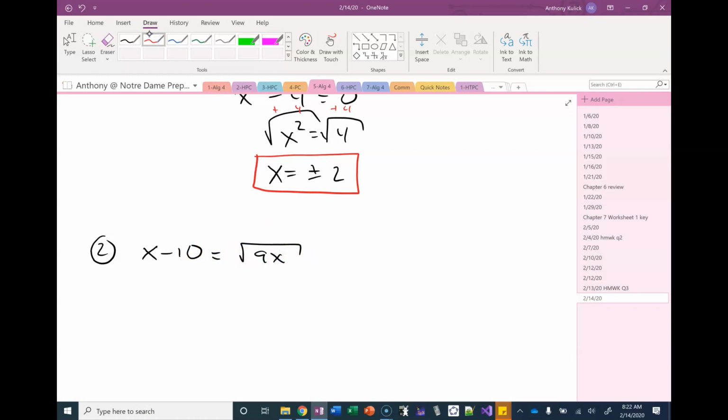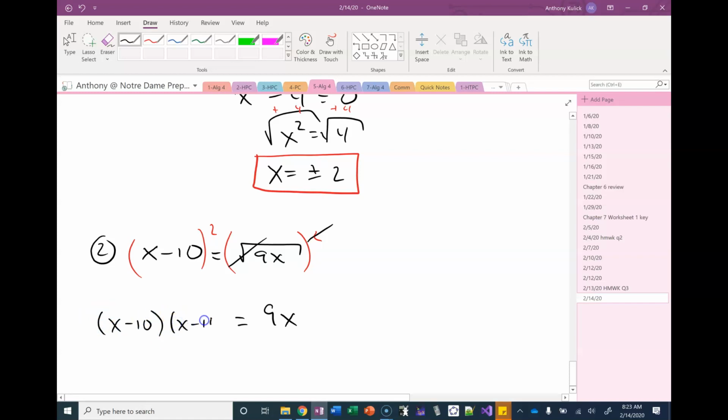All right, Madison, what's the first step I'd want to do here? Yeah, let's square both sides. So on the right-hand side, what's going to happen? Yeah, the square root cancels with the squared, and we'll just have the 9x. On the left-hand side, what is going to happen? Good. So we're going to have to FOIL that out.